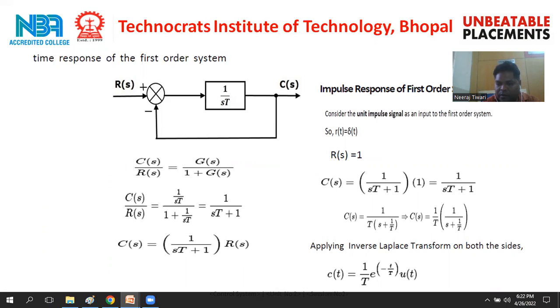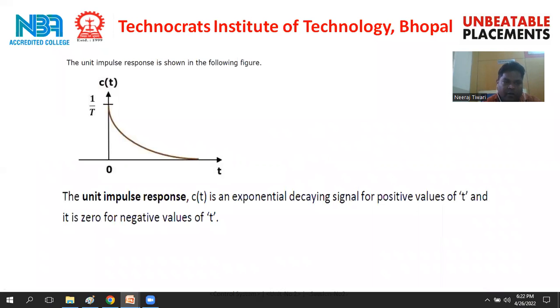We will take the common factor of T. So the result will be 1 upon T times (s plus 1 by T). Now we will take the inverse Laplace of this output signal. So the inverse Laplace of the output signal, c(t), is equal to 1 by T e to the power minus small t by capital T. Now this is the impulse response curve for e to the power minus t.